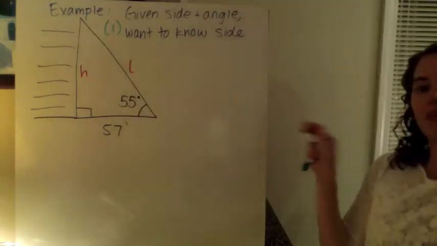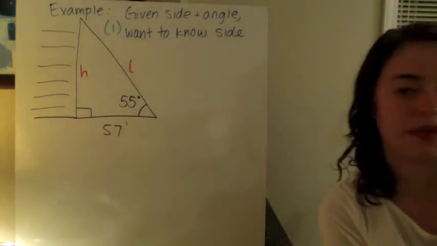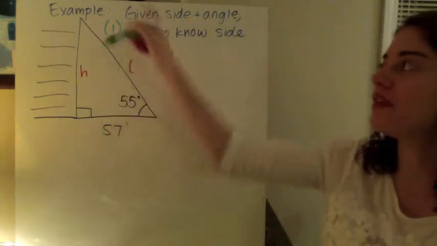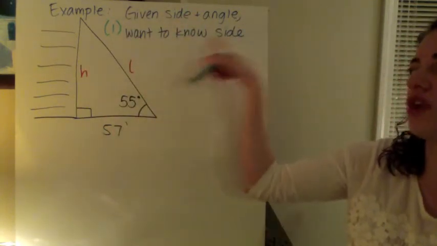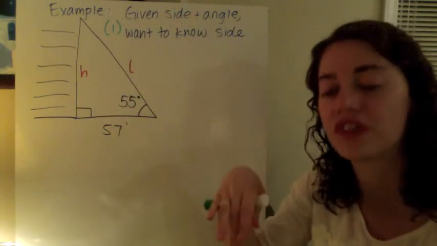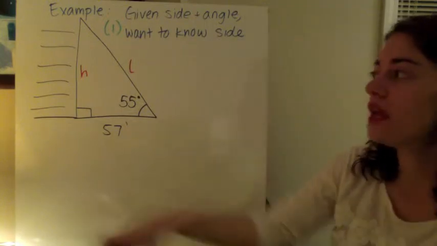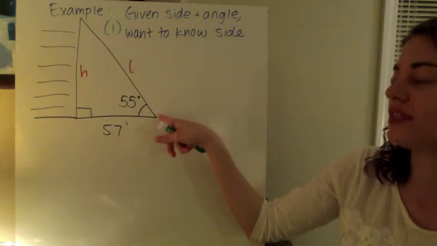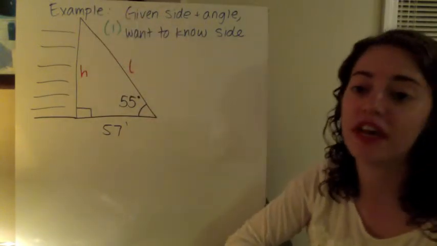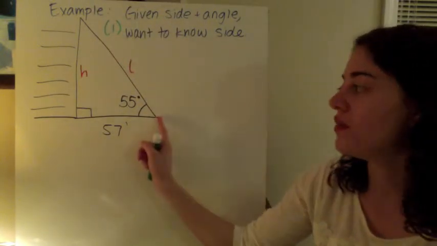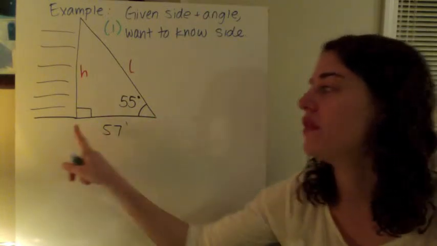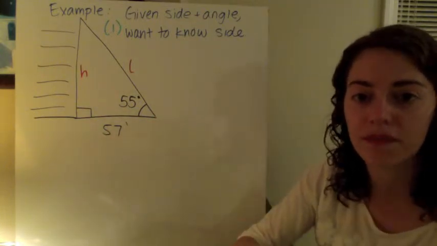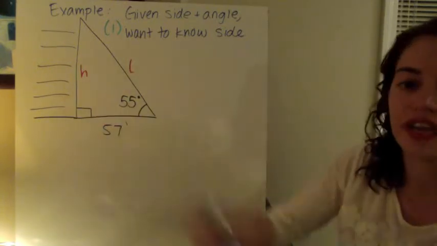In this example, I'm given a building. And here's my building here, and I'm given a side and an angle, and I want to know the side. So this is an example of the first category we saw in the last slide. I have my angle, so maybe a person standing here looking up at a 55-degree angle. I know the distance from that person to the building is 57 feet. How tall is the building? So first, let's find h.